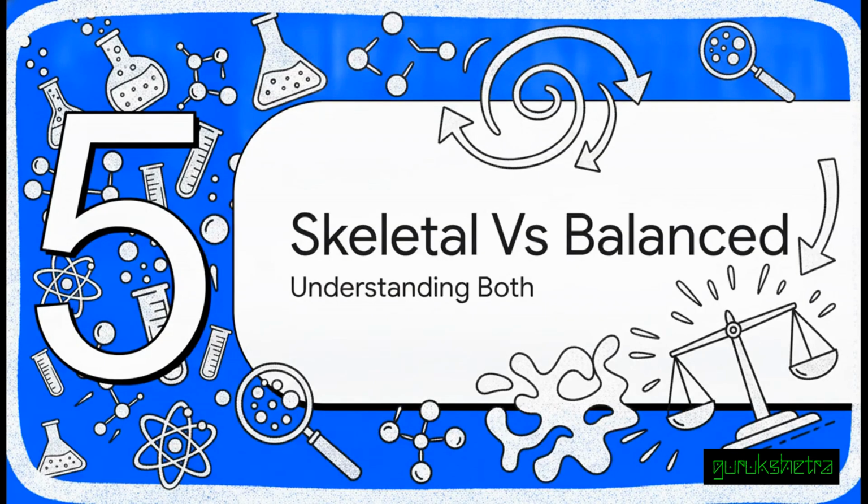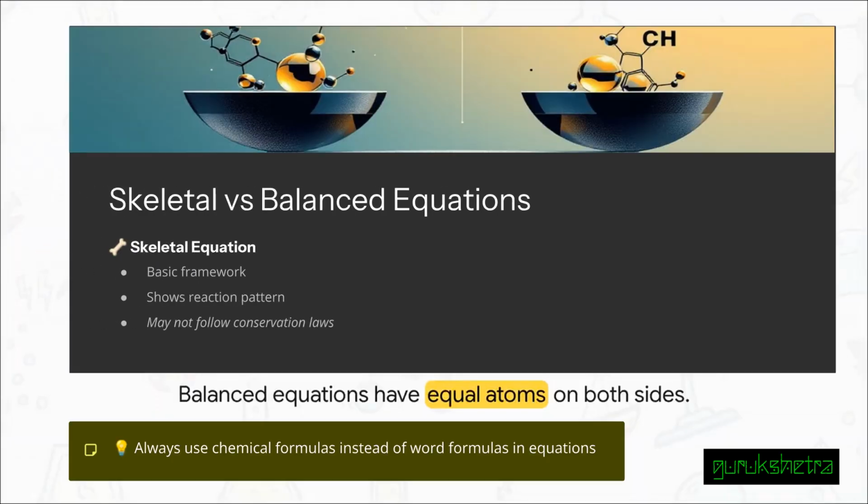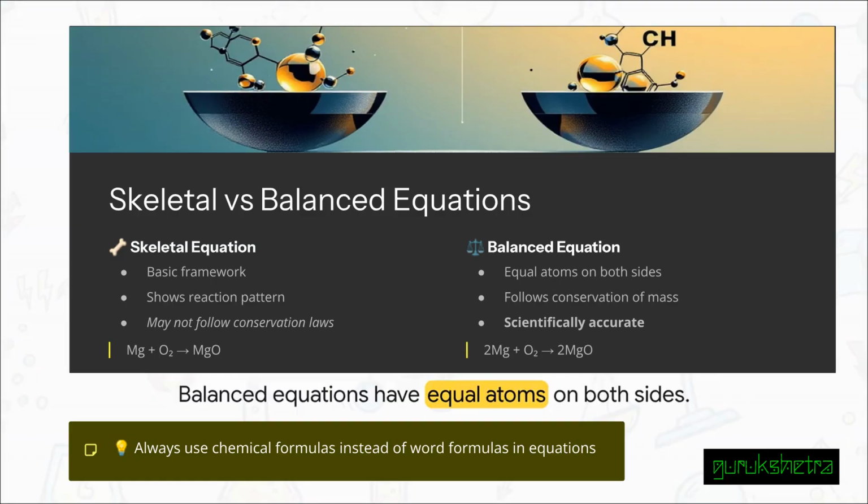And finally, Section 5, Skeletal versus Balanced Equations. Now, a skeletal equation just shows the basic framework. It's kind of like a baking recipe that completely forgets to tell you how many eggs to use. It gives you the reaction pattern, but it might actually be breaking the laws of physics. If we write Mg plus O2 yields MgO, well, our mathematical scale is tipping. It's unstable because we have 2 oxygen atoms on the left, but only 1 on the right. A balanced equation, though, that guarantees stability. By adding coefficients, turning it into 2Mg plus O2 yields 2MgO, we make absolutely sure we have 2 magnesiums and 2 oxygens on both sides. The scale is perfectly balanced, and it's mathematically accurate.